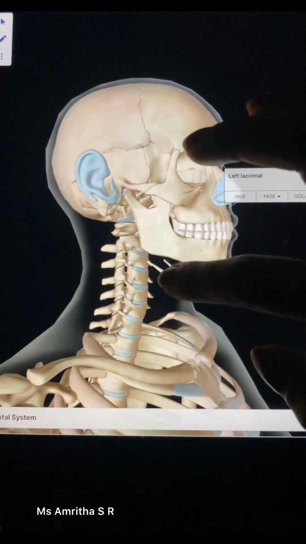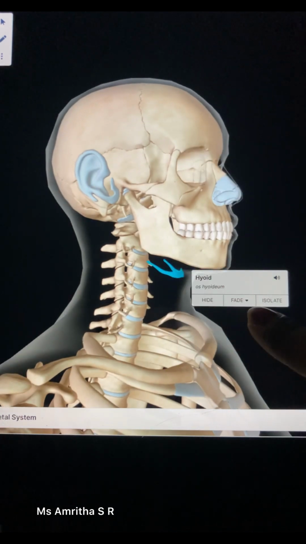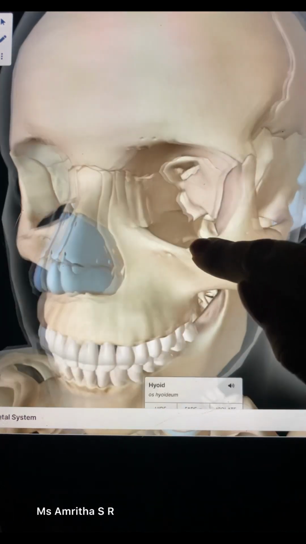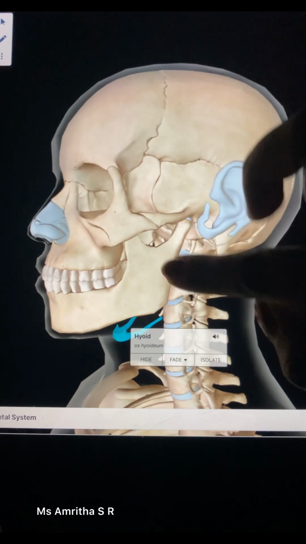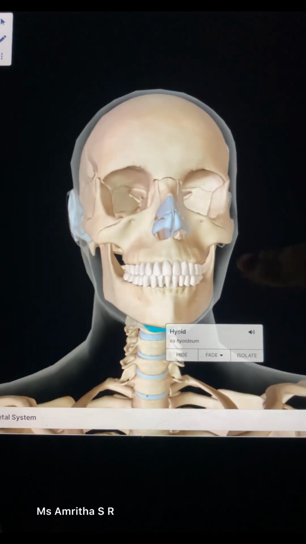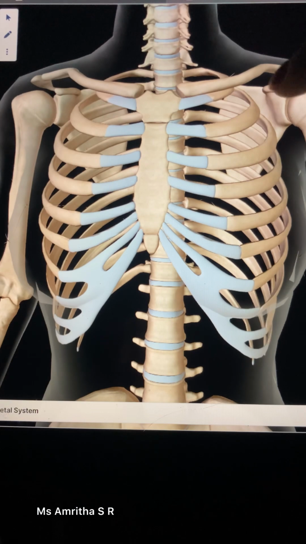One more bone is present, that is over here, which is called as the hyoid, which is a U-shaped bone. Other than that, we have in the ear malleus, incus and stapes on both the sides, totally making 6 bones in the ear.